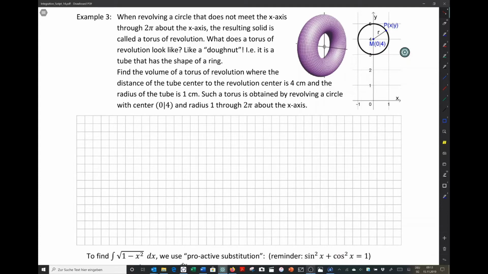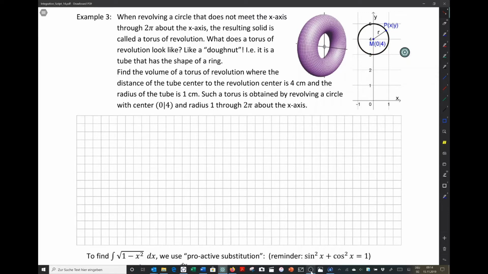Let us now look at such a torus, assuming that its cross-section has a radius of 1 centimeter and the distance from the center to the central line of the tube is 4 centimeters. We obtain such a torus exactly by revolving a circle whose center is 4 away from the x-axis and whose radius is 1 through 2 pi about the x-axis.